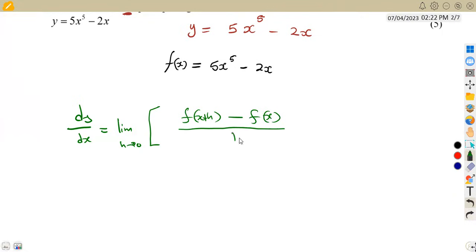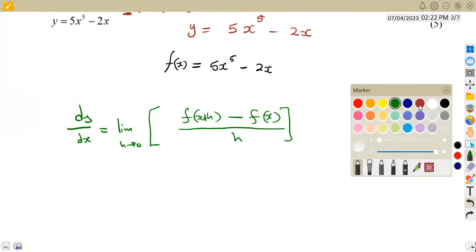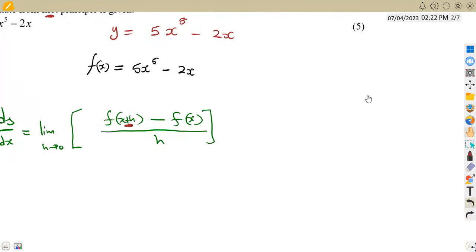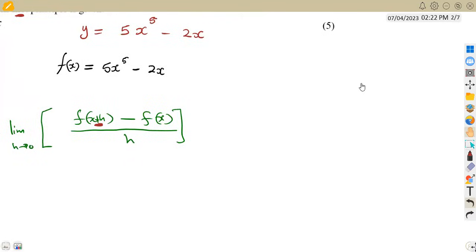So if we are to apply this concept, we can see that there is a need for us to have f of x plus h. Already f of x is there, but we do not have this f of x plus h. So where are we going to obtain it? It simply means from our f of x, we are going to substitute back. All right, so let us just do this calculation aside.